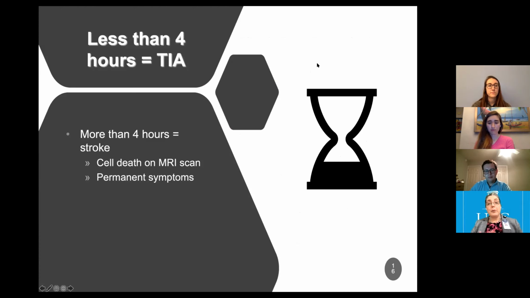So for practical purposes, up till recently, we used to say anybody who gets all better within 24 hours has had a TIA. But in truth, what we know is that most people who have a TIA or a mini stroke are all better within about 4 hours. So 4 hours or less of symptoms, probably a TIA or a mini stroke. More than 4 hours, probably a stroke, but we'd have to get an MRI to sort it out.